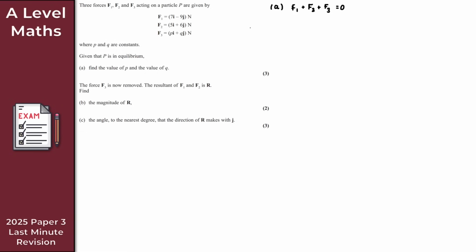So let's just do that here to begin with. So 7 plus 5 plus P is equal to 0 because the particle P is in equilibrium. That would give me P plus 12 is equal to 0. And therefore P here is equal to -12.